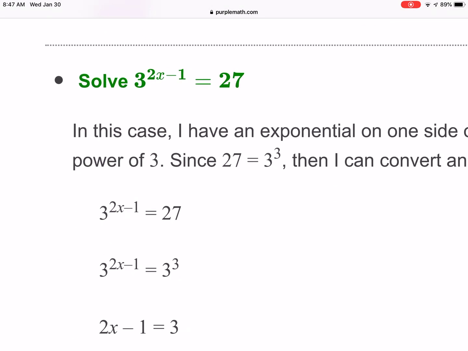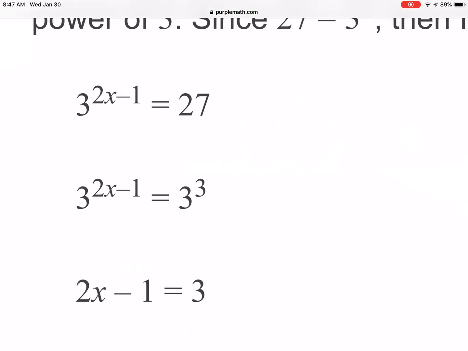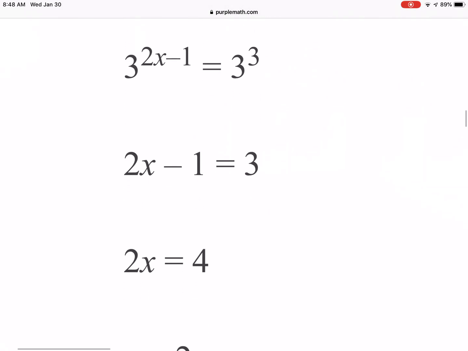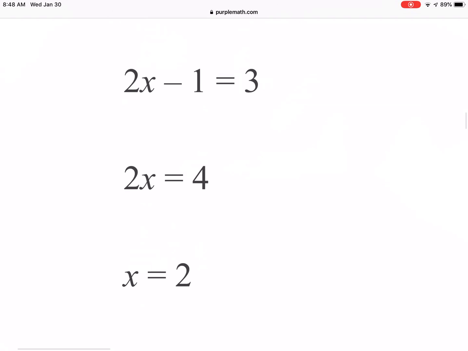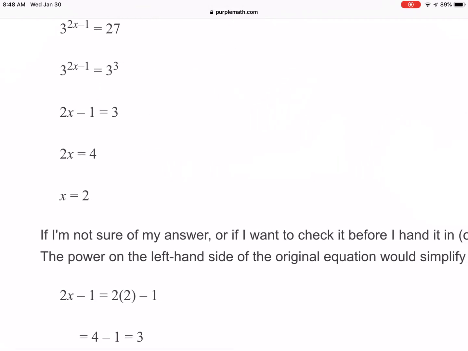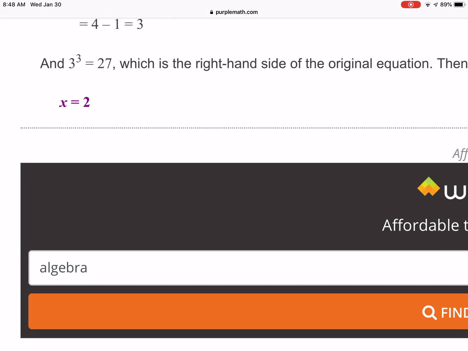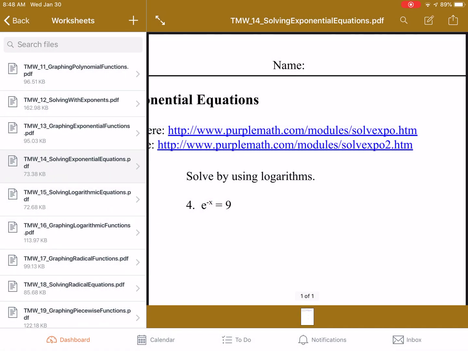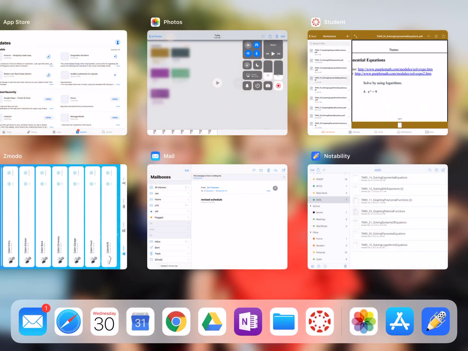Similarly here, we have 3 to the 2x minus 1 equals 27. 27 can be written as a power of 3, so both of them can be written with the same base. So 27 is equal to 3 to the third, as you're seeing here, which then means 2x minus 1 equals 3, and then 2x equals 4, and x equals 2. So that is how you solve exponential equations using the definition. Okay. So let's try that on our own worksheet.